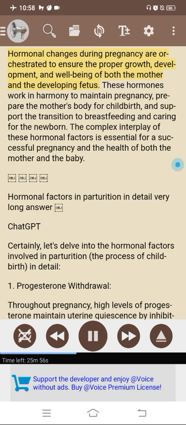Conclusion. Hormonal changes during pregnancy are orchestrated to ensure the proper growth, development, and well-being of both the mother and the developing fetus. These hormones work in harmony to maintain pregnancy, prepare the mother's body for childbirth, and support the transition to breastfeeding and caring for the newborn. The complex interplay of these hormonal factors is essential for a successful pregnancy and the health of both the mother and the baby.